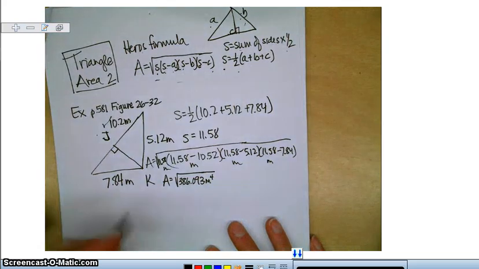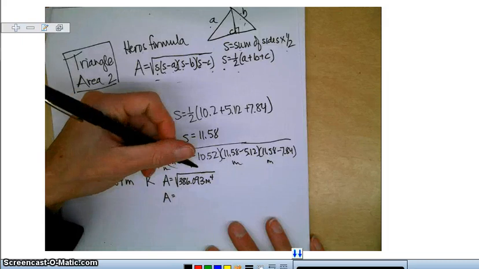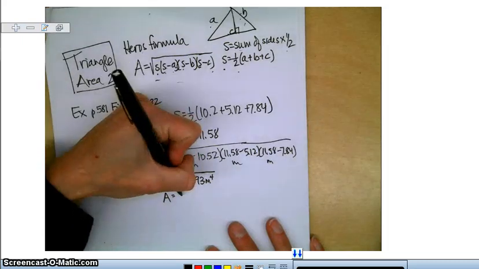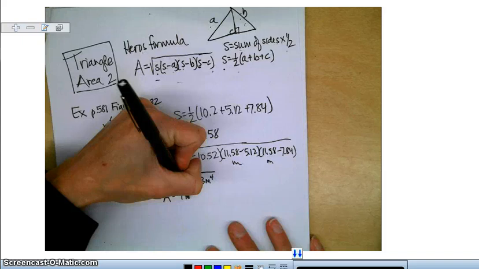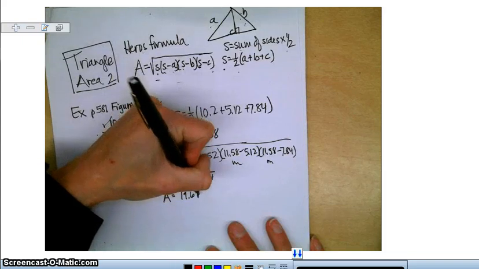So then I'm going to take the square root of that. The square root of 386.093 is 19.6, and the square root of meters to the fourth is meters squared.